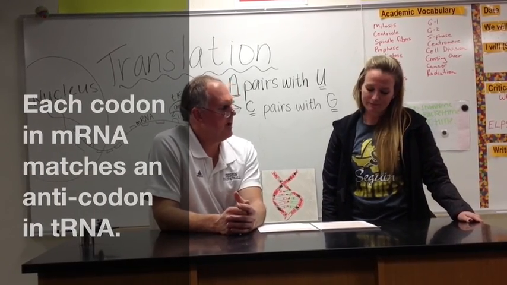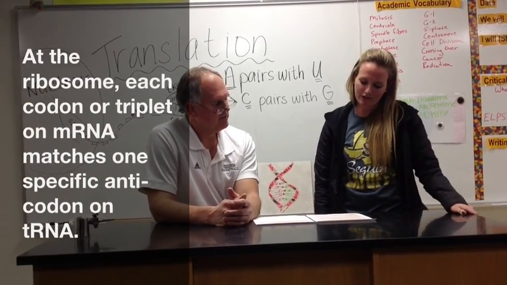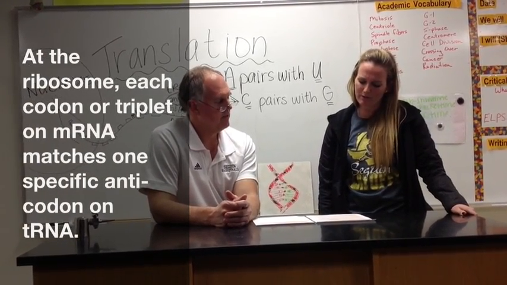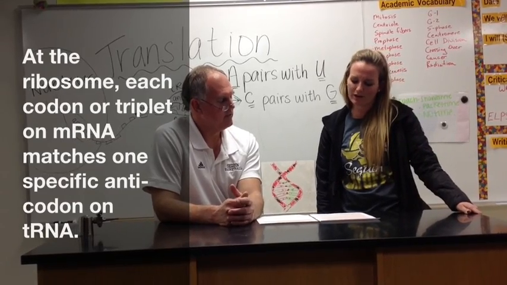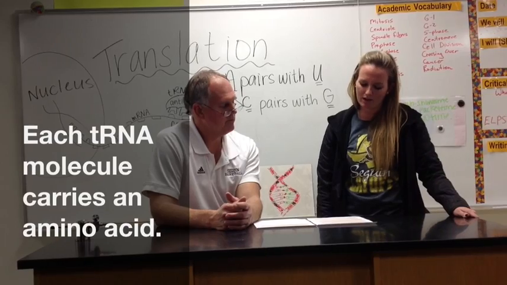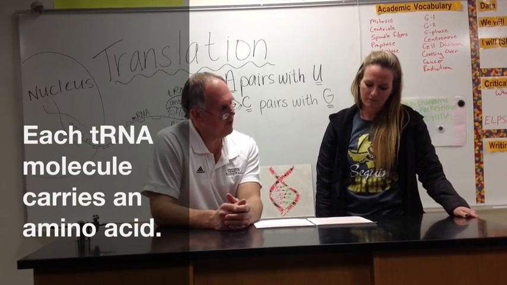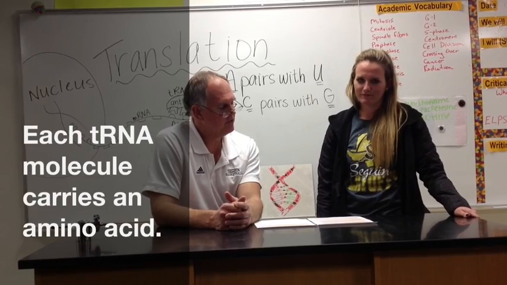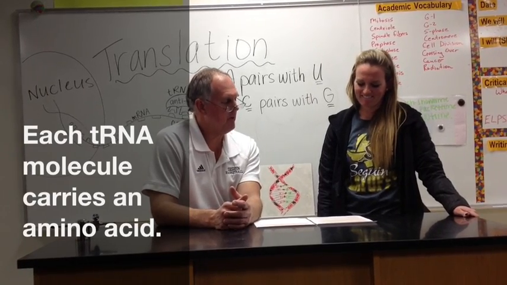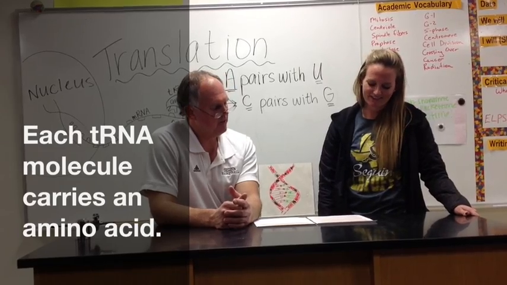How many nucleotides make up each type of codon? 3. At the ribosome, each codon or triplet on mRNA matches one specific anticodon on tRNA. Each tRNA molecule carries an amino acid. So if I have a DNA code of AAT, CGC, then the mRNA code will be UUA, GCG. What will the tRNA code be?